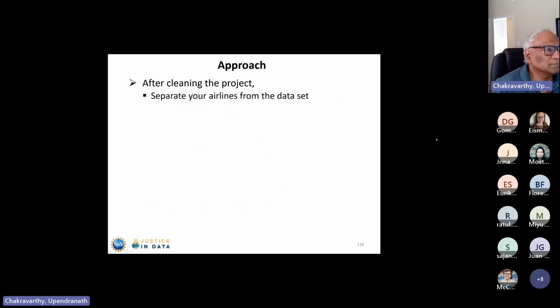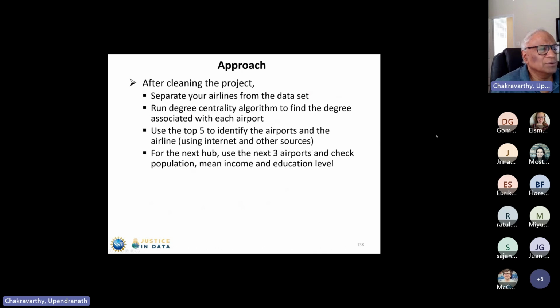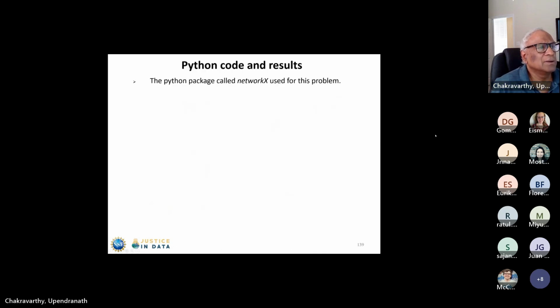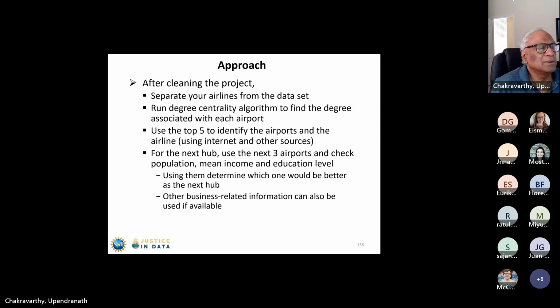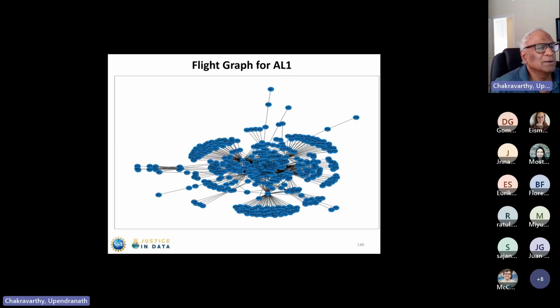So the approach was given. So I'm going to skip some of the things and show you the results. I'm going to skip that Python code. Okay, so here is a graph.